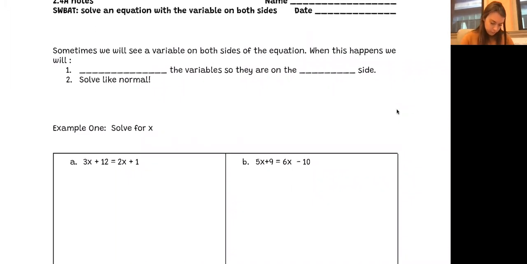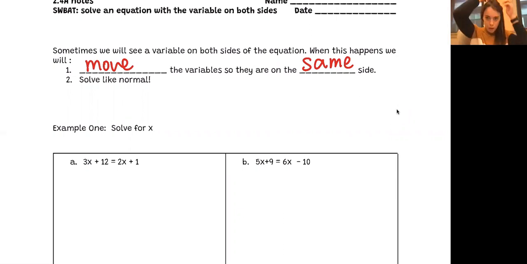So this says, sometimes we'll see a variable on both sides of the equation. So this is kind of like our quiz. What we had on our quiz is we only had the variable on either the left side or the right side. But sometimes we'll see problems where we have it on both sides, and so we need to know how to deal with that. So when this happens, what we'll do is we will move the variables so they're on the same side. So if there's a variable on the left side and the right side, we'll move one to be with the other, or vice versa. We'll move a variable to the right or to the left side. And then we'll basically solve like normal.